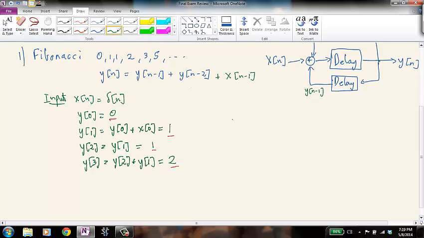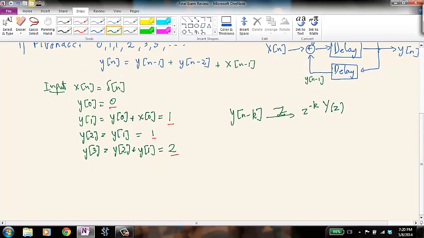So recall that when you have a signal of time y of n minus k, the z transform of that is z raised to minus k times y of z, and you just get that from the definition. But it's completely okay to remember this formula. You don't need to rederive it every time.